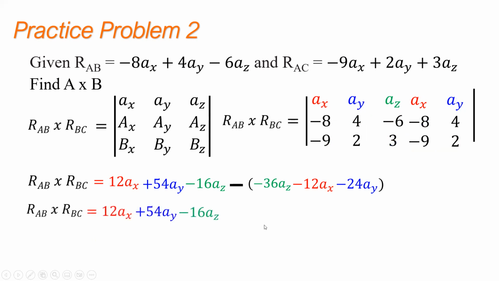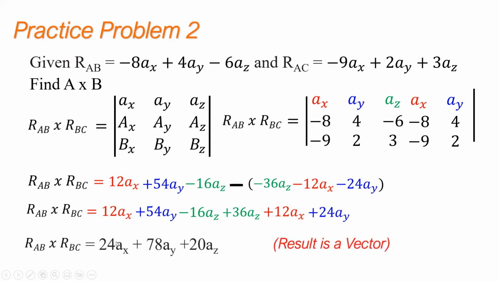Then again, simplifying. So, bubuksan natin to. So, negative multiplied by negative is positive 36 A sub Z. Negative again here, multiplied by negative 12 A sub X, that will give us 12 A sub X. Negative times negative 24 A sub Y, that will give us positive 24 A sub Y. Then simplifying, pagsasama-samahin natin yung red, yung blue, at i-add natin yung green, that will become 24 A sub X plus 78 A sub Y plus 20 A sub Z. So again, the result is a vector.